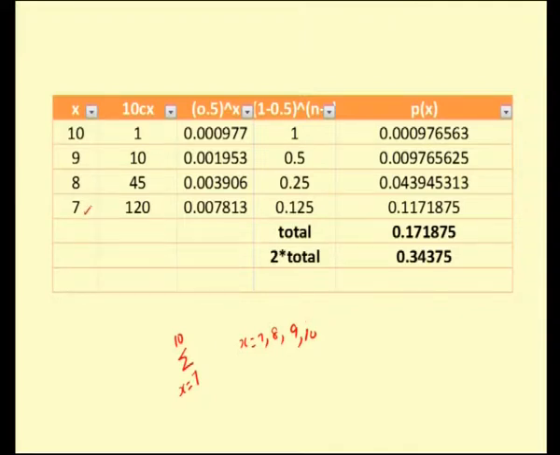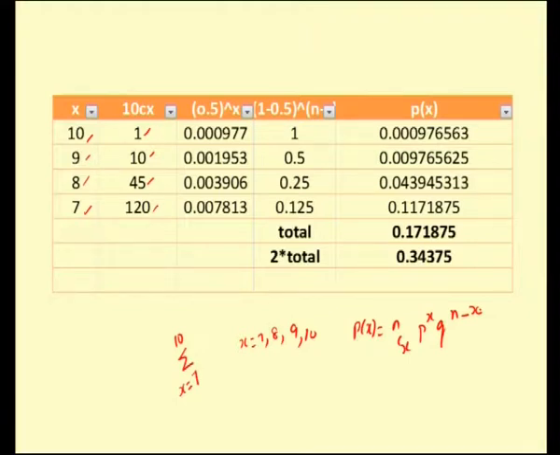So here when x is equal to 7, 8, 9 and 10, what is my probability? That is 10 Cx, which I have found out as 120, 45, 10 and 1. Next column that I have to find out is my p of x, that is nCx p power x q to the power of n minus x.